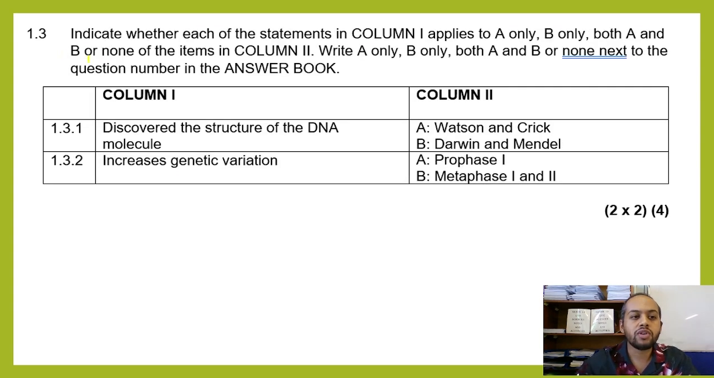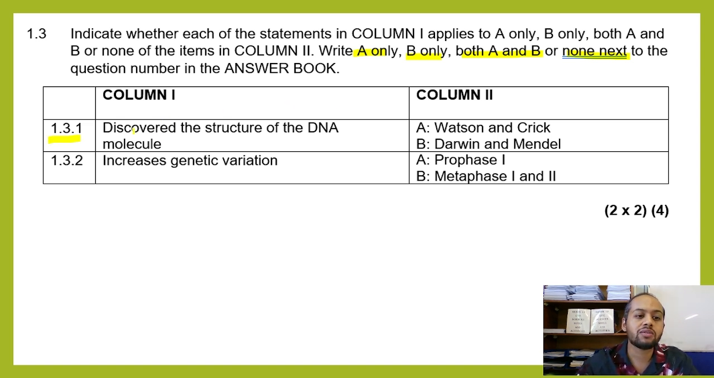In question 1.3, we're going to indicate whether each of the statements in column 1 applies to A only, B only, both A and B, or none. We're going to write A only, B only, both A and B, or none next to the question number. Please make sure you comply with this instruction.